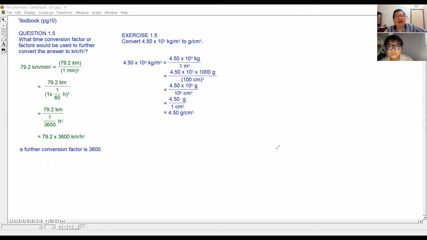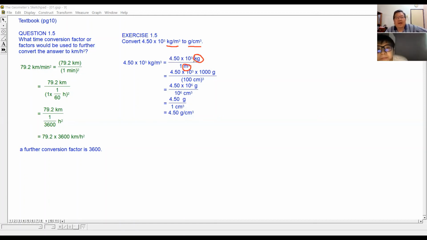Let me clear this. Okay, now you want to convert 4.50 times 10 to the power of 3 kilogram per meter cube to gram per centimeter cube. So kilogram per meter cube, you write them as kilogram at the top and meter cube at the bottom, with the number 1. Per always starts with 1. After the conversion, then maybe it is different, but from the start, when you copy down the thing, it is always 1, right? Per meter cube is 1.